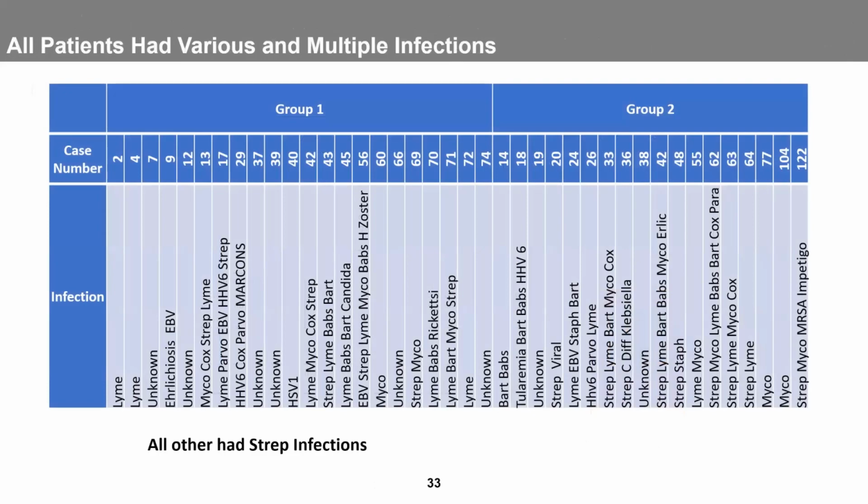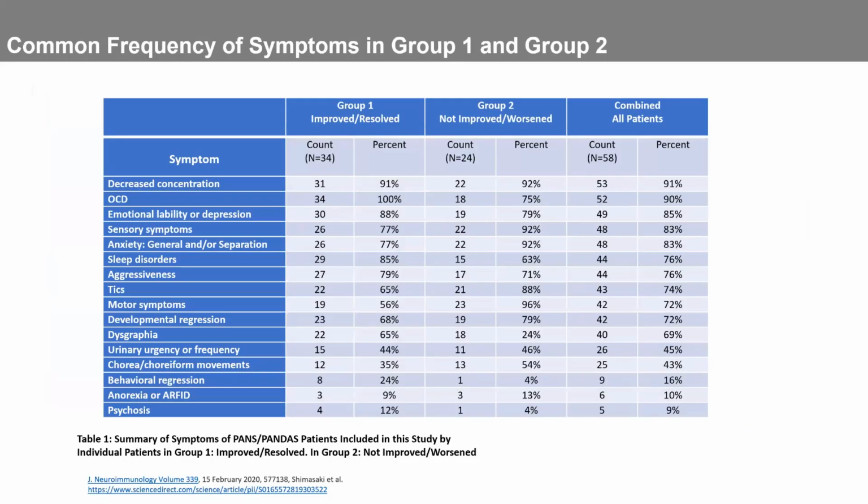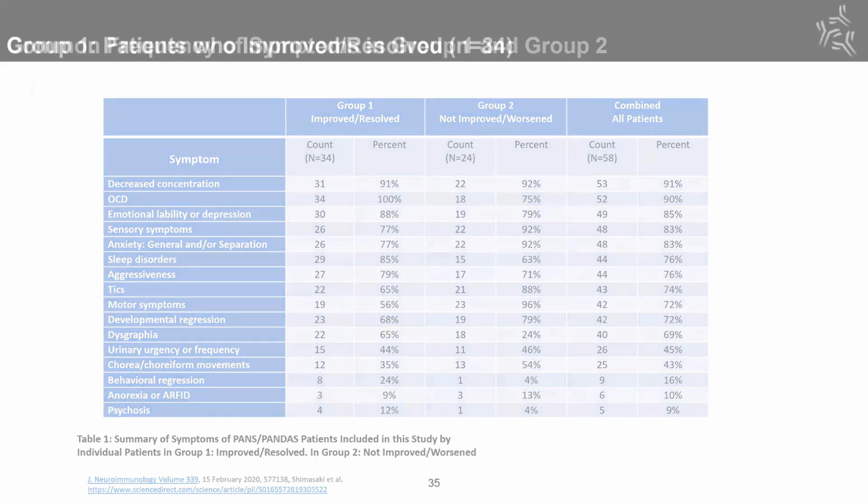What we found, which tends to be consistent regardless of what group they fell into, is that they all had multiple infections. As you can see here: Lyme, ehrlichiosis, parvo, EBV. I mentioned these other types of opportunistic infections. You see Babesia, Bartonella, Lyme. All others had strep infections, Mycoplasma, Coxsackie virus, parainfluenza. And so infections really are part of this because they're infection-triggered autoimmune neuropsychiatric disorders.